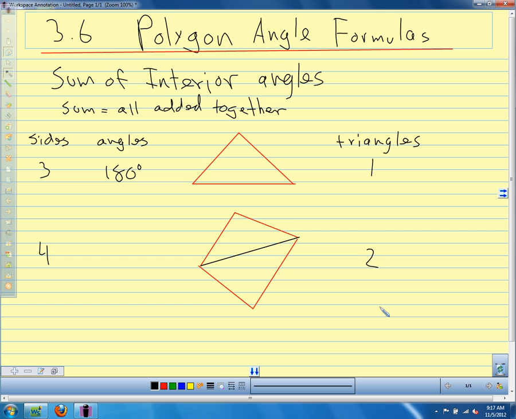2 triangles. Now, can we agree that if I added all the angles in this triangle plus all the angles in this triangle, I would be adding together all the angles inside this 4-sided shape? Because these two together make this one big angle, and those two together make that one big angle. So if I add the measures of the angles of the triangles together, I would get all the angles inside this 4-sided shape. So what would all the angles add up to then? 360.